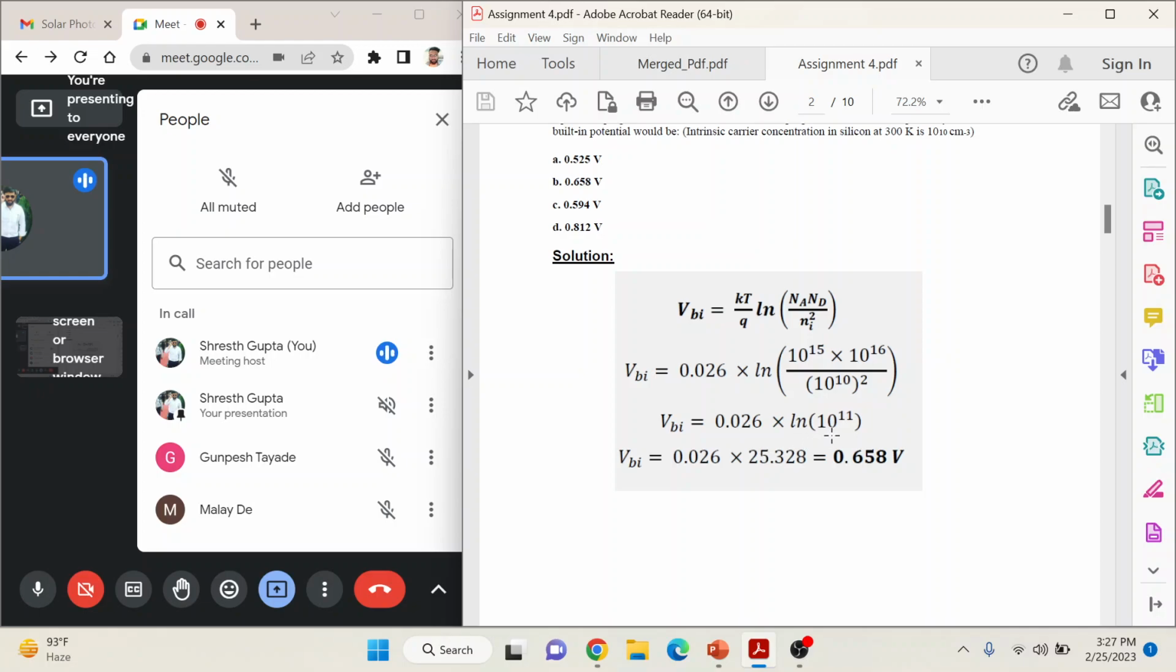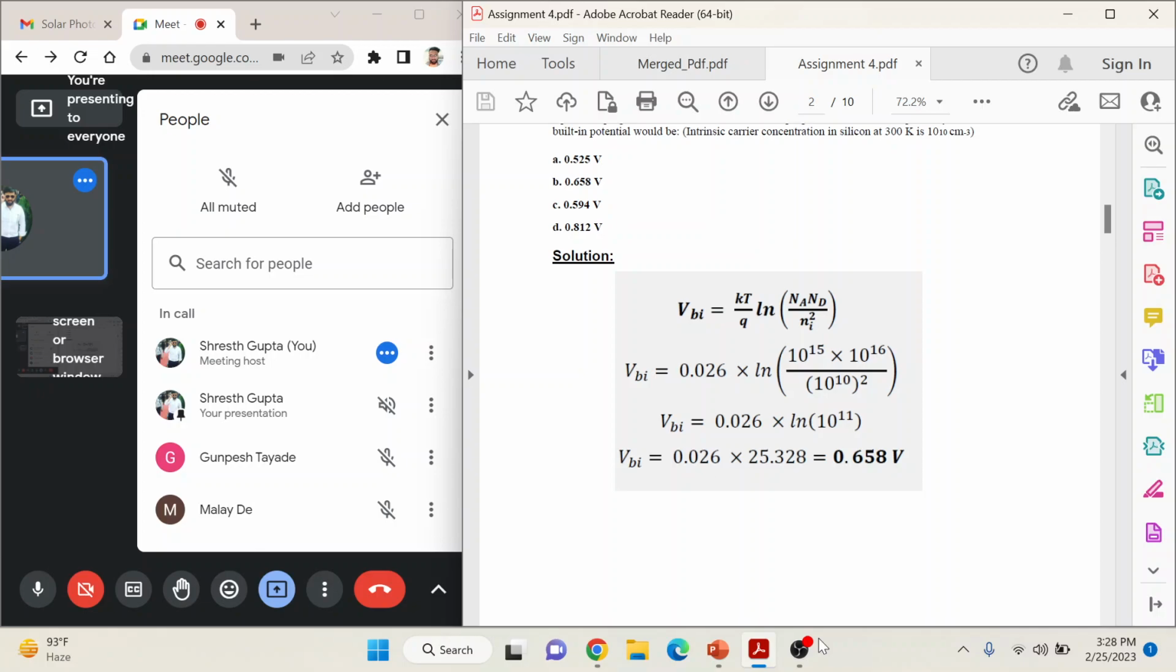0.026 cross ln 10 to the power 11. From the log table you can find out the value of this, and this is 25.328, and if you multiply it, you will get the answer as 0.658 volts. That means the correct answer is option B.